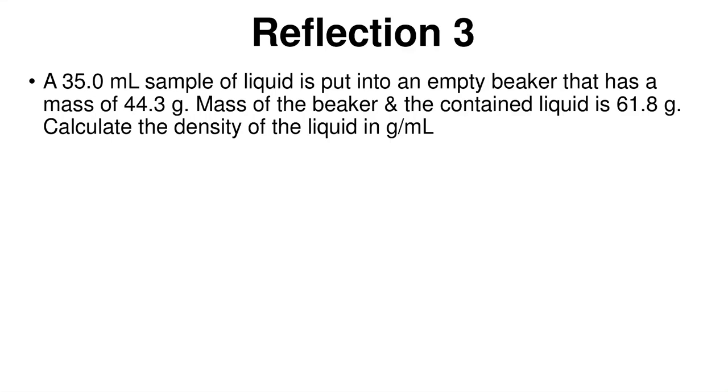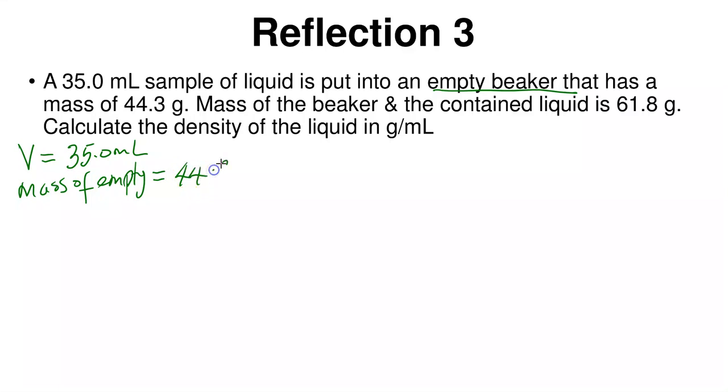Yes, it says, let's solve this problem. This is an interesting one. It says 35.0 ml of a sample of liquid is put in an empty beaker that has a mass. So the volume of this sample of liquid is that, liquid will take the volume of the container. So that's the volume. Then it says the mass of the empty beaker. Let's try to write out what we have. Mass of empty beaker, and it's important you get the information given when you're solving problems, is 44.3 grams.